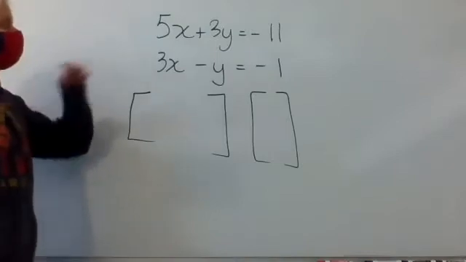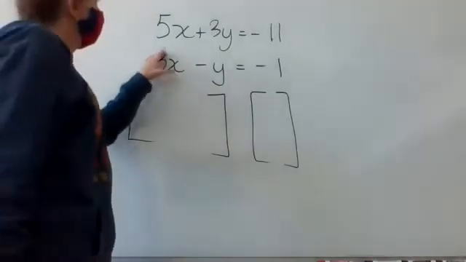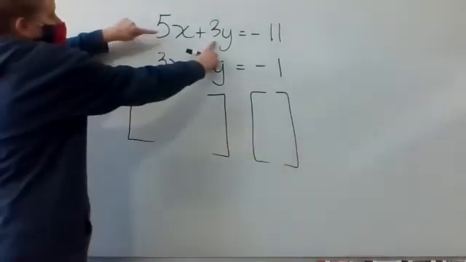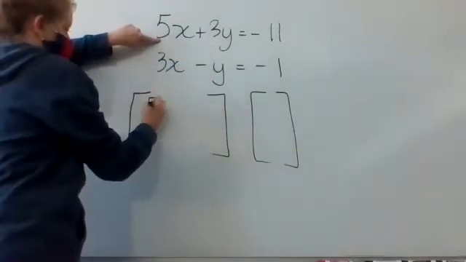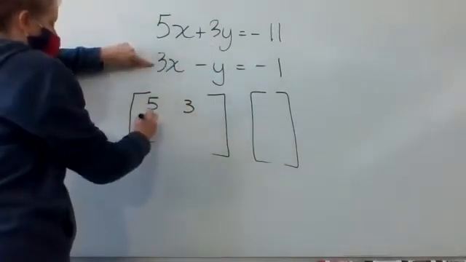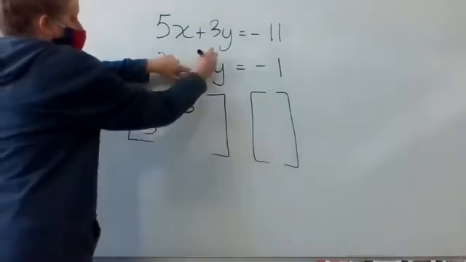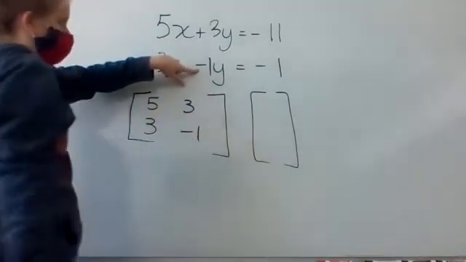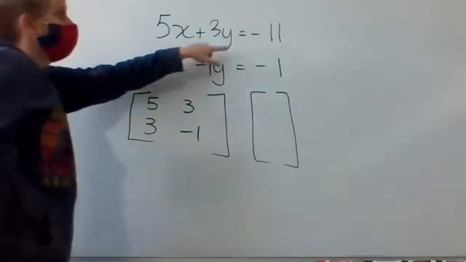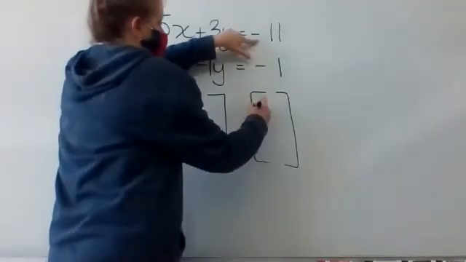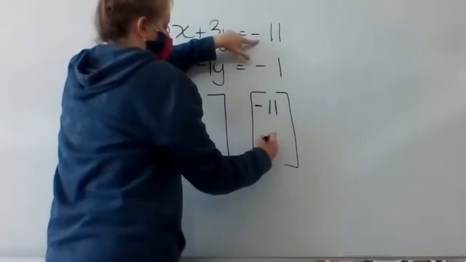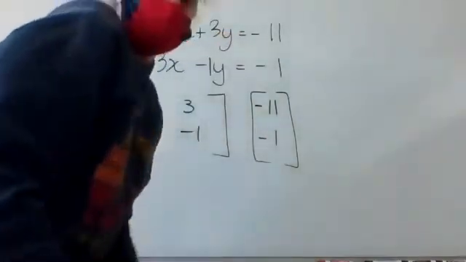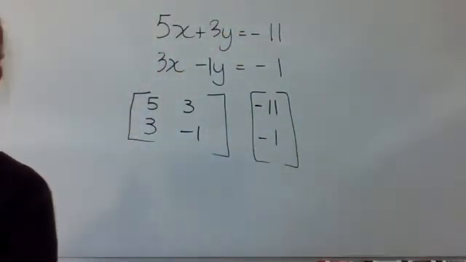So again, remember, you are using the numbers. So my first row will be 5, 3. My second row will be 3, and then in front of that y would be a negative 1. Then up here, this next matrix would have a negative 11 and a negative 1. So let's put these in our calculator.